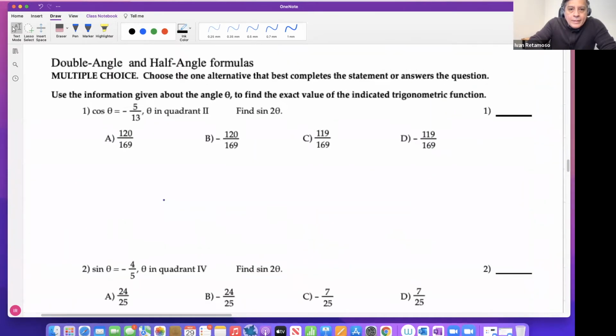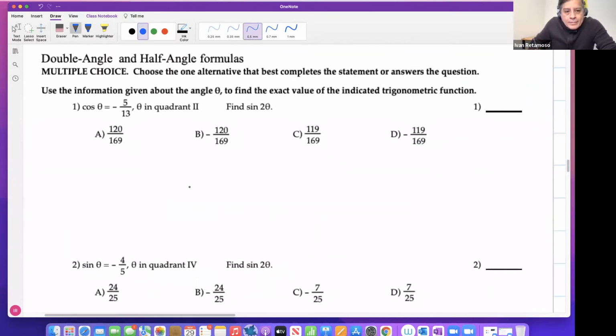Okay, there you go. So suppose they say that cosine of theta is minus 5/13, and they tell you that your angle theta is in quadrant 2. They ask you to find sine of 2 theta, okay? How do we proceed there? Well, first we start by writing out the formula for sine of 2 theta, which is being asked, right?